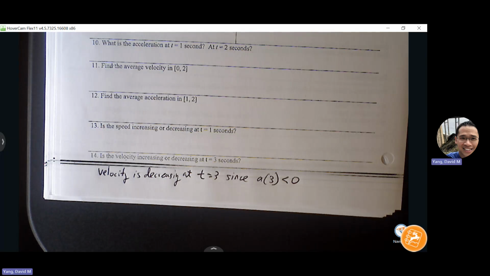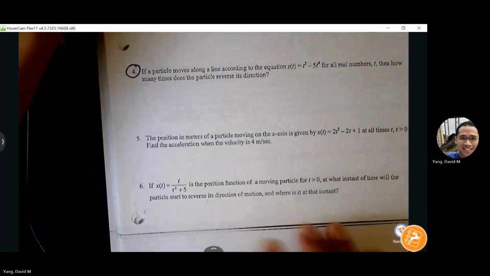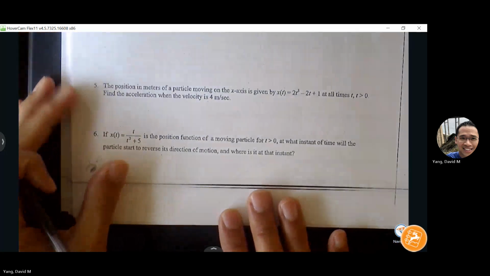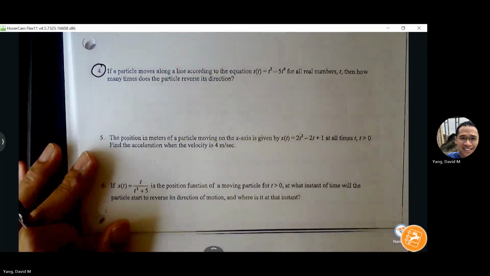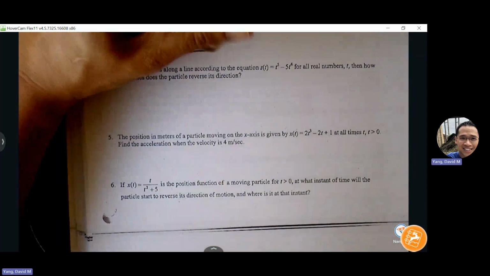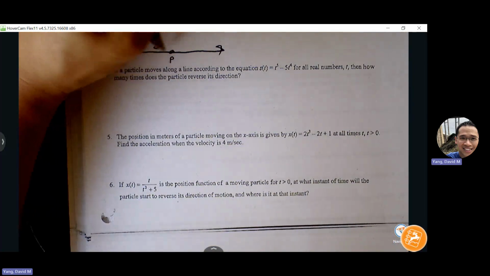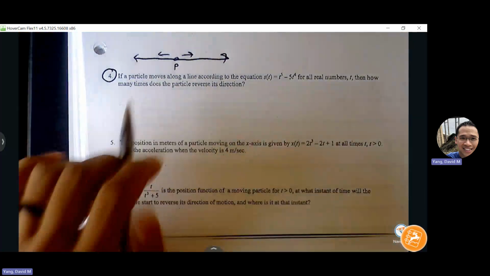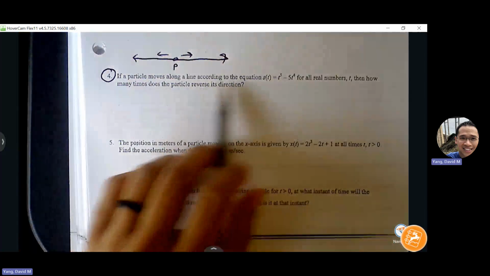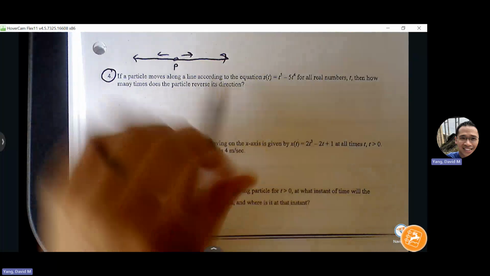Let me see if I can squeeze in one of these problems here. This is on page 29 in your packet. Number 4. Number 4 says, if a particle moves along a line, so imagine this particle P is just moving along a line. It's either moving left or right, but it's just going to be moving along that horizontal. Okay, so they give us that equation S sub t. How many times does the particle reverse direction?